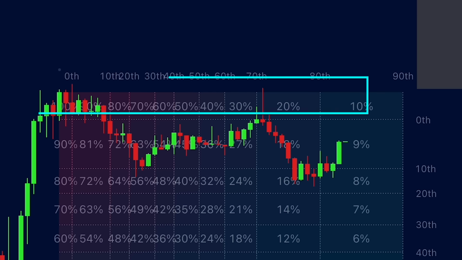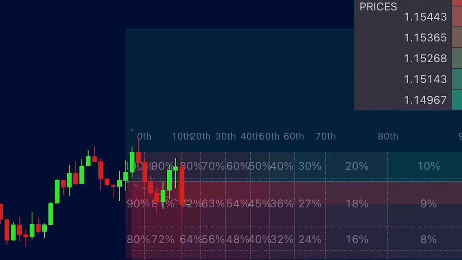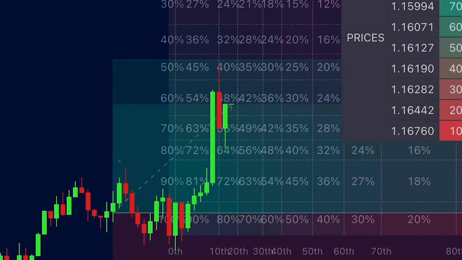Enter breakout positions when price closes beyond the extreme probability zone with volume confirmation. Set your stop loss at the previous probability zone and target measured moves based on the range or pattern height. The grid essentially tells you when normal market behavior is being overridden by institutional accumulation or distribution, giving you early breakout signals.